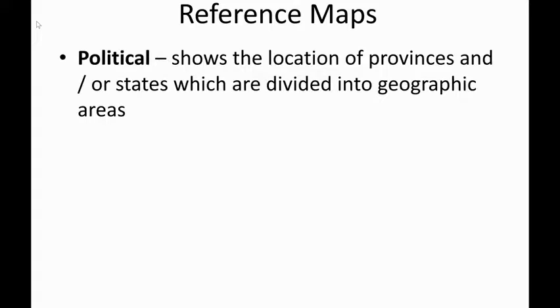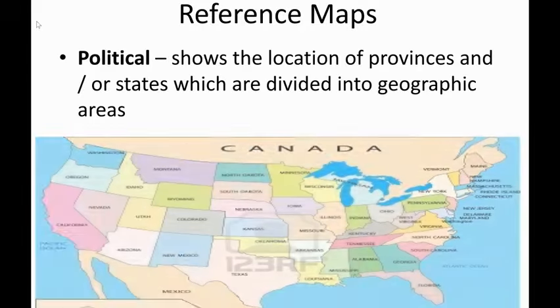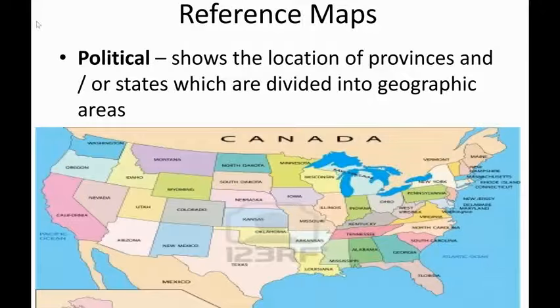All right, so we'll start with reference maps first. Probably all of you have seen a political map. A political map shows the location of what we call provinces, you know them as states, and or countries, which are actually in geography called states. And they're divided into geographic areas by boundaries or borders. And so this is what a political map looks like. Now you'll notice on a political map that the physical geography is really just not important. And what is important are the political boundaries there.